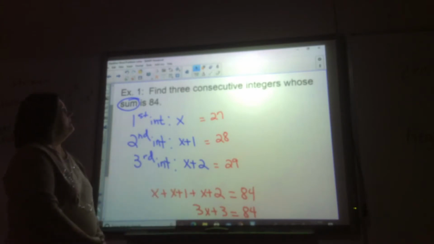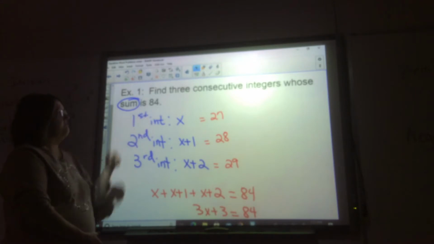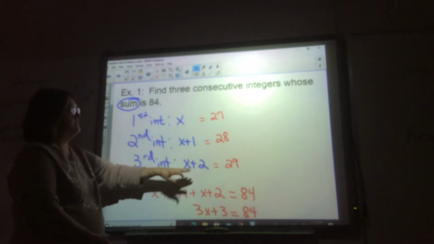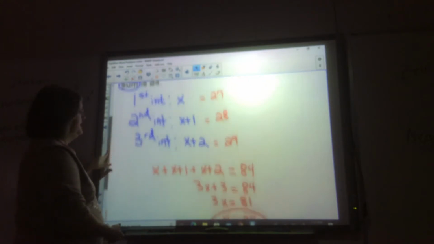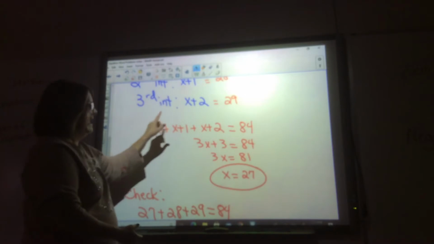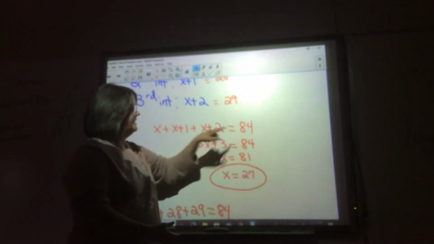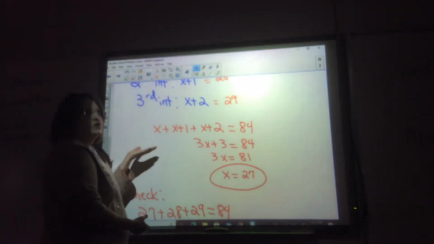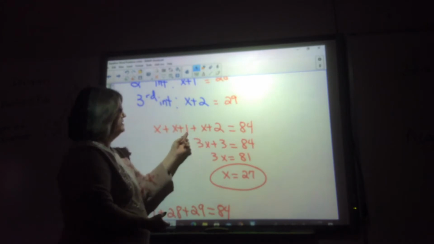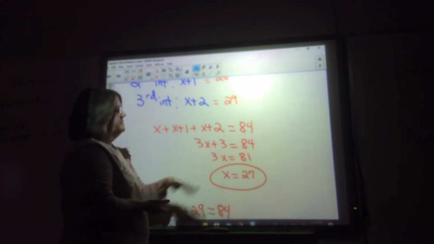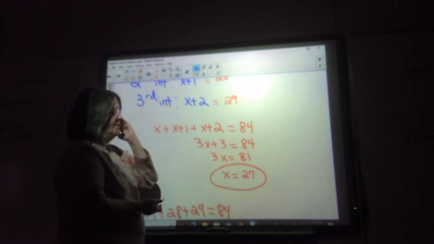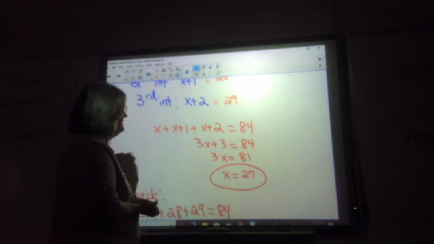All right, now, it tells us their sum is 84. So my first integer is x, my second one's x plus 1, my next one's x plus 2. I'm going to take all 3 of those integers and write them as an equation, and their sum is 84. Set them equal to 84. Add like terms like I would any problem. x plus x plus x is 3x. 2 and 1 are 3. Subtract 3 from both sides. That gives me 3x equals 81. Divide by 3. x is 27.